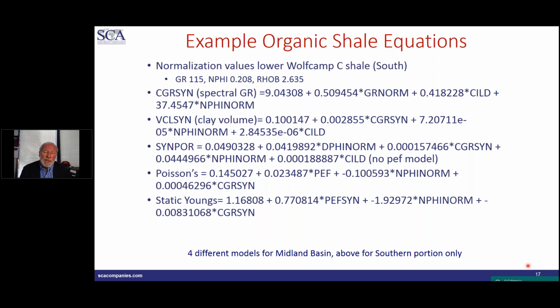The SynPore is the important one. That's the one that takes out the kerogen. We use the normalized density, the spectral gamma ray, normalized neutron, conductivity again. We also have one with PE, but that doesn't really improve it that much, really. Poisson's ratio, you can see we do need PE there. We get a pretty good correlation coefficient with that, also with Young's modulus, and those are the numbers we use down there. Typically, those are pretty good.